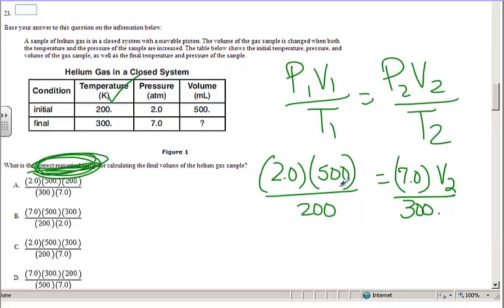Now what you're going to do is you can rearrange this so we know what we're going to get. Okay, and so what happens is we have to get V2 by itself. So what we can do is multiply the top by 300, okay, and then divide by 7. So the answer is going to be C. Okay?